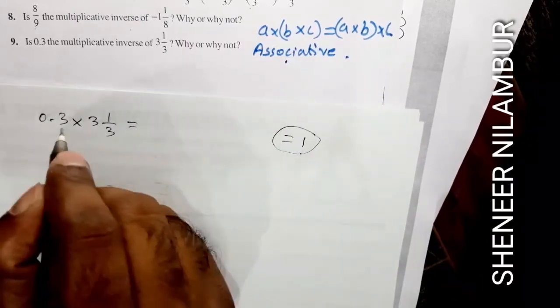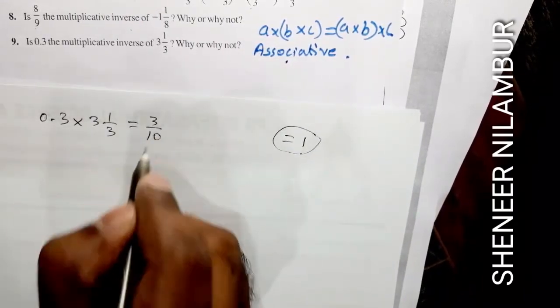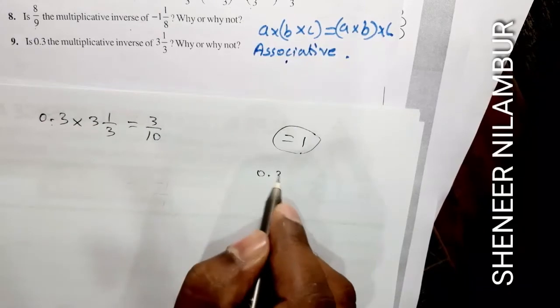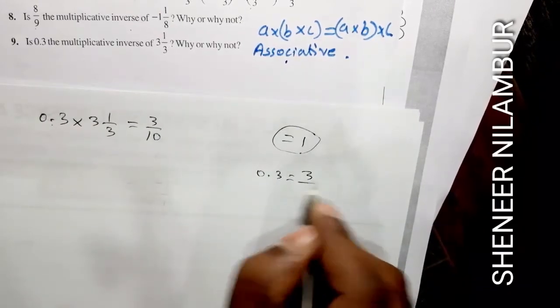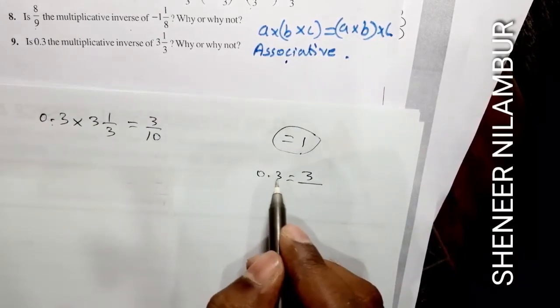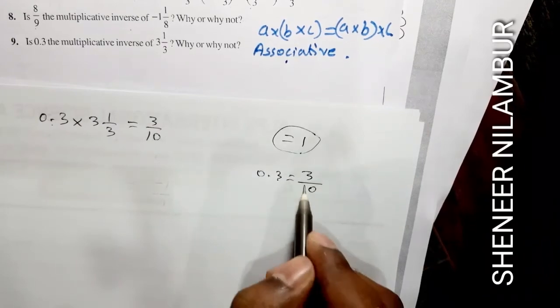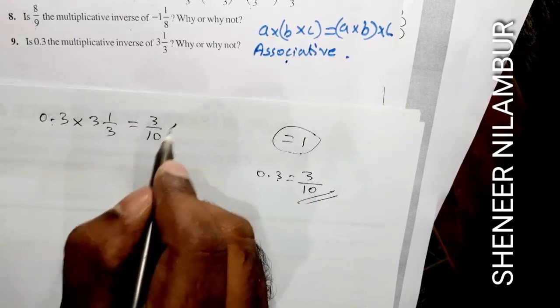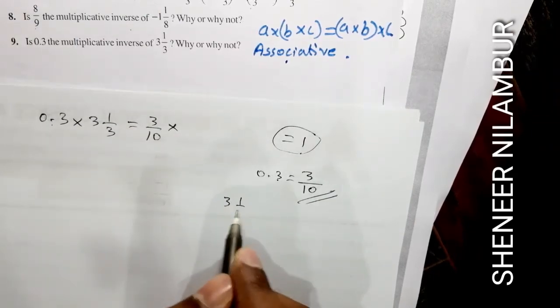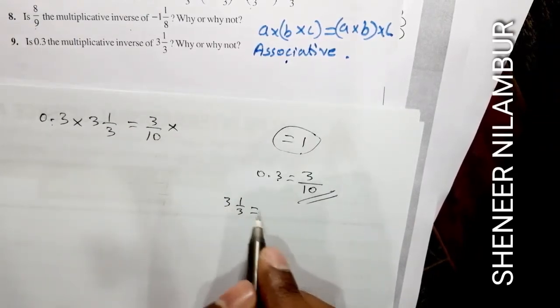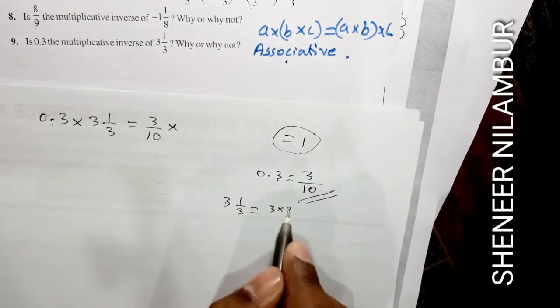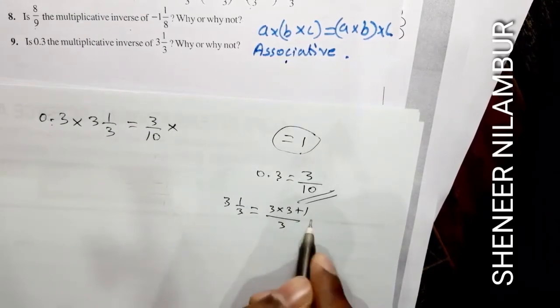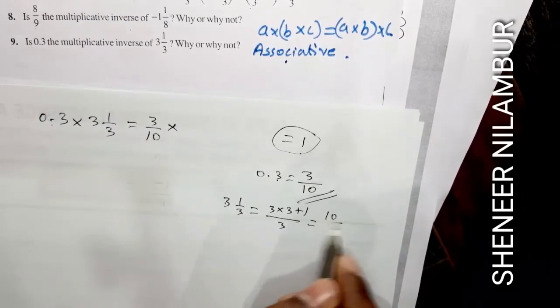So we can multiply. 0.3 means 3 by 10. We can change decimal numbers into fractions by checking how many digits are there. 1 digit, then 1 and 0. Okay, so 3 by 10 into 3 1 by 3. We can change the mixed fraction into an improper fraction: 3 into 3 plus 1 divided by 3. 3 3s are 9, 9 plus 1 is 10, 10 by 3.